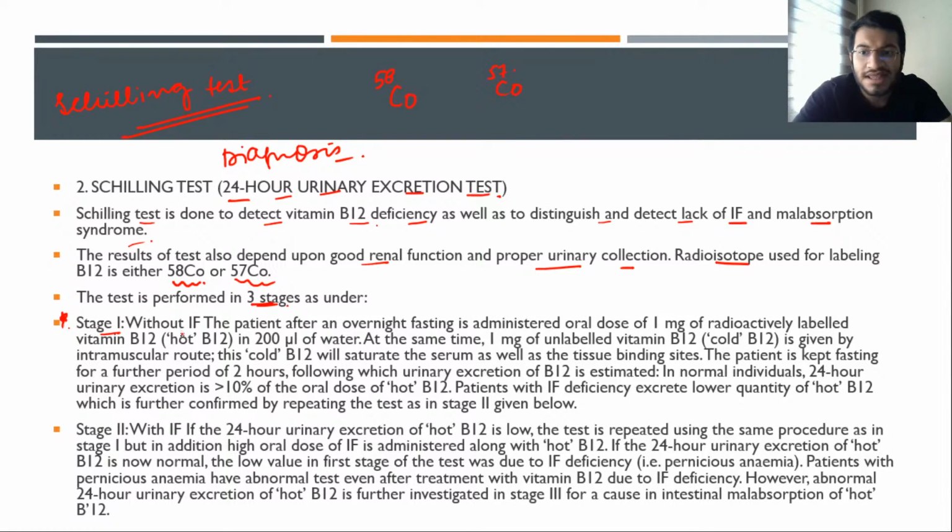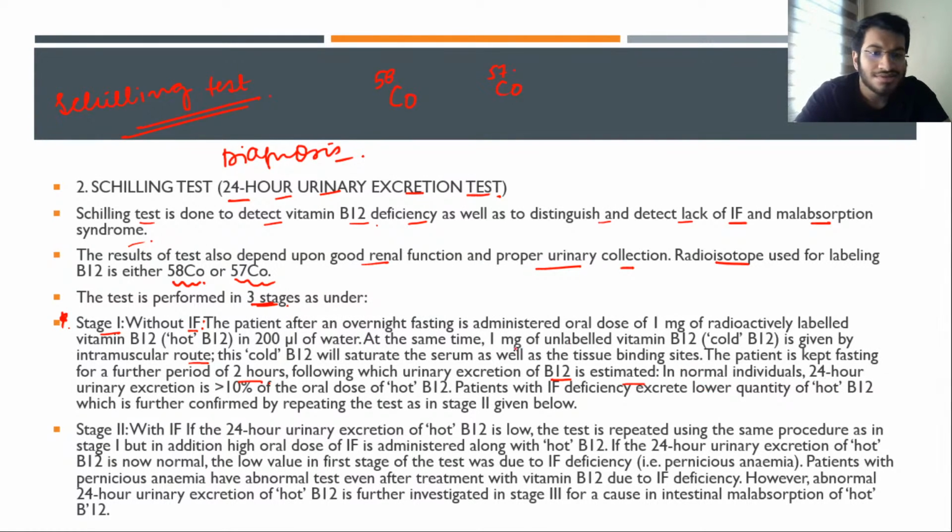Stage 1, without intrinsic factor. The patient after overnight fasting is administered an oral dose of 1 mg of radioactive vitamin B12. At the same time, 1 mg of unlabeled vitamin B12 is also given by intramuscular route, to replenish all the tissue binding sites. Then the patient is kept fasting for a further period of 2 hours, following which urinary excretion of vitamin B12 is estimated.